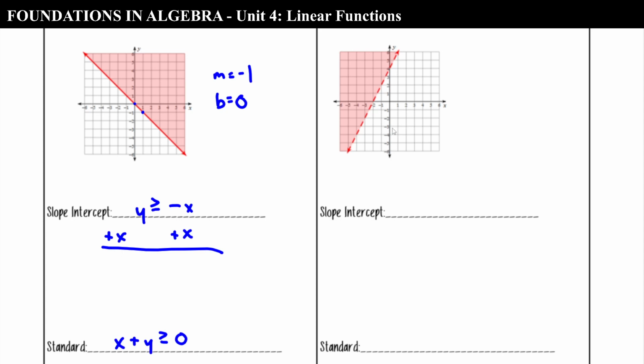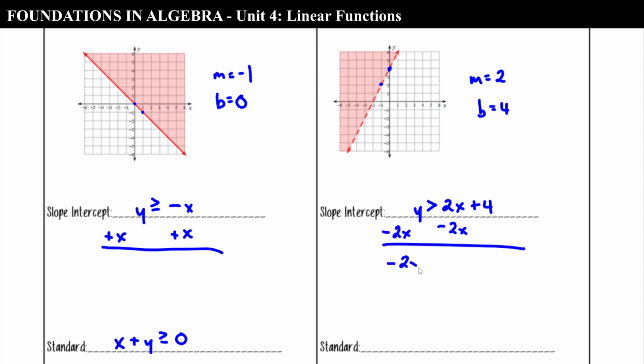And then finally, for this one, our y-intercept is 4. Our slope looks like 2, rise of 2 over 1, so 2. So y equal, well, not equals, because we've got an inequality here. Y is going to be greater than, because we're shaded above, no equals to, because we're dashed, 2x plus 4. So we're going to subtract 2x from each side. That gives us negative 2x plus y is greater than 4.